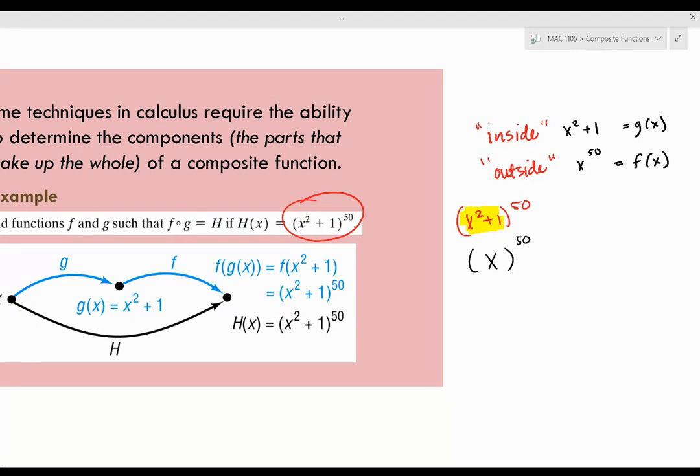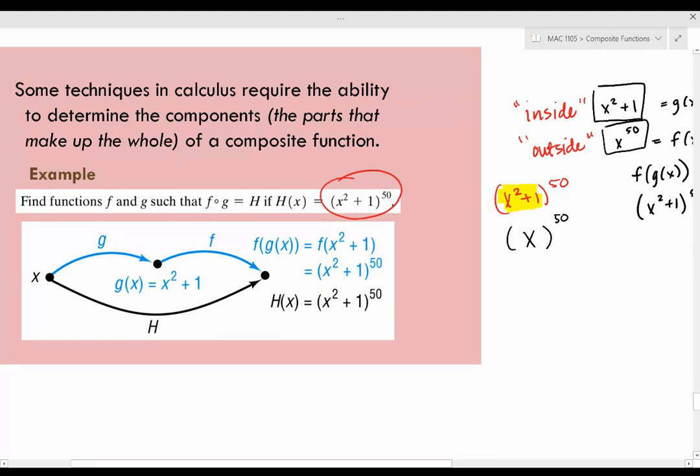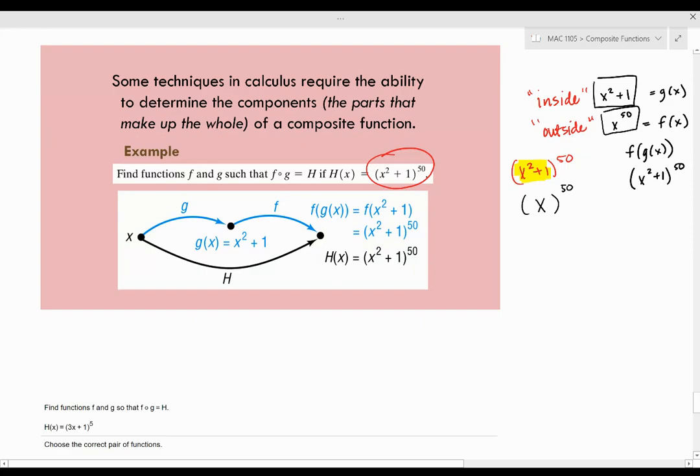So you have just determined the components that make up your composite function. If you were to actually compose it like we've been doing, f composed of g of x, you would put g of x everywhere there's an x in the f function, which gives you back (x squared plus 1) to the 50th. They are asking for these two individual functions. Let's look at some more examples, because I know that can be a little different.